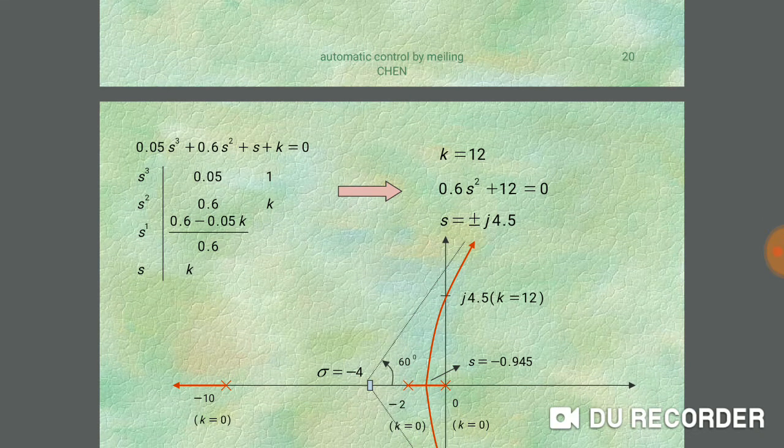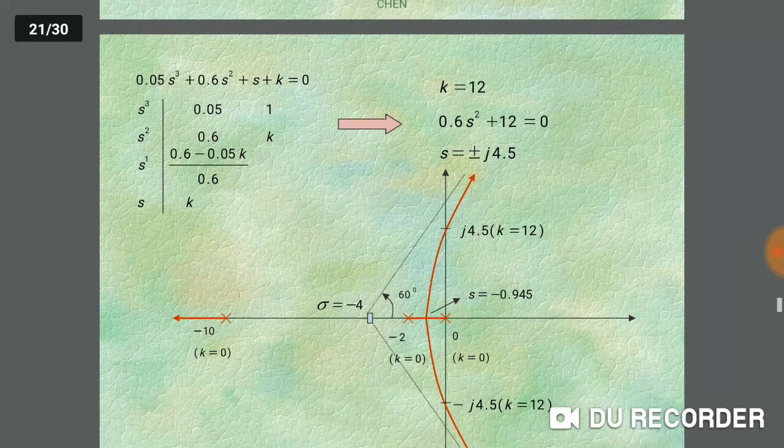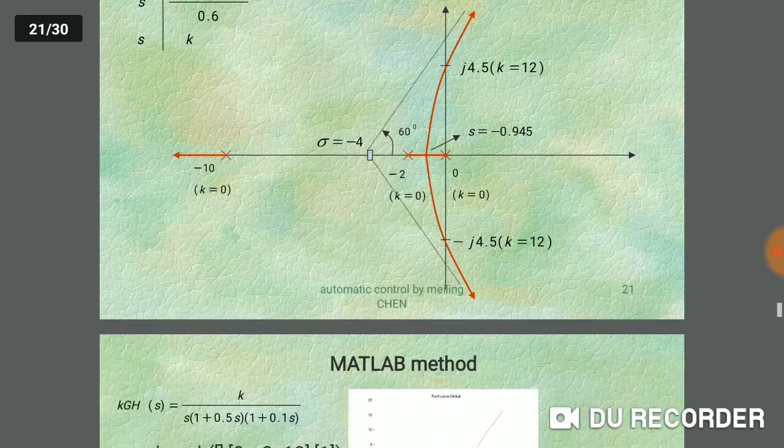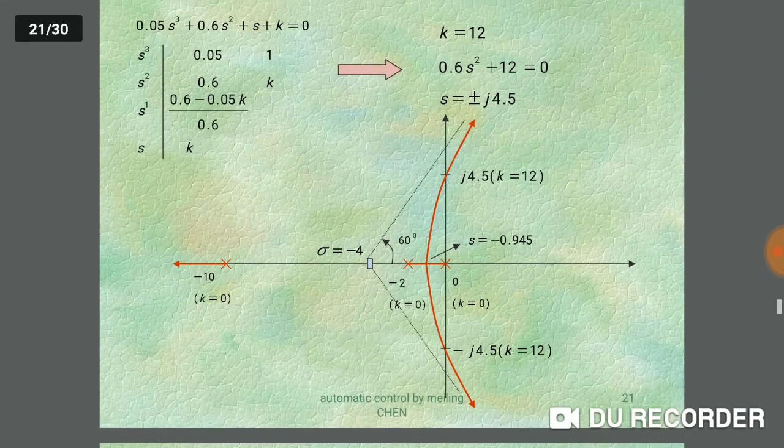We can calculate the value of K for this particular example with the help of the Routh array criterion, as we discussed in chapter number 4. For this example, you get the value of K equal to 12, and s is equal to plus or minus j 4.5. It means that the root locus will cut or intersect the imaginary axis at plus or minus j 4.5 at K equal to 12.